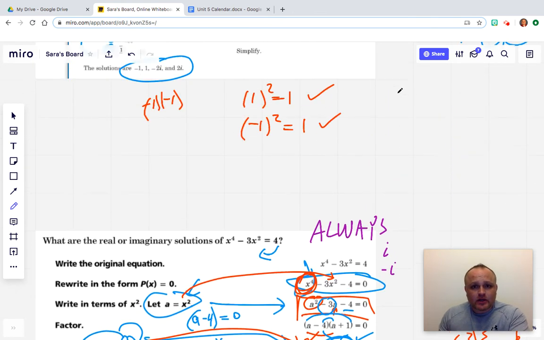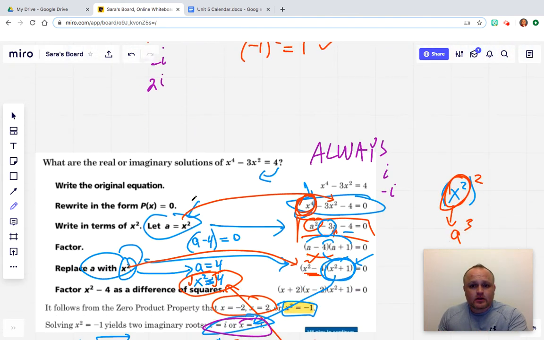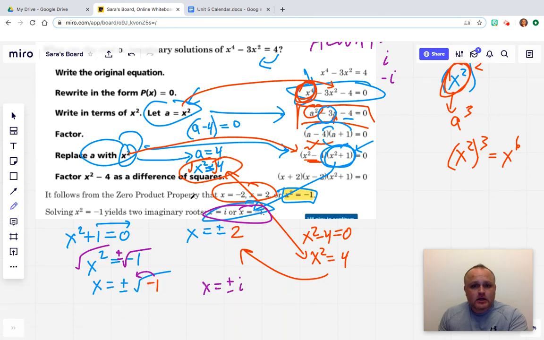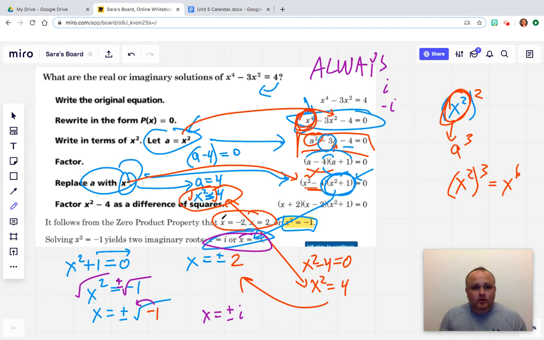The ones that we had up here were a negative 2i and a positive 2i. Okay, they will always come in pairs. All right, let's keep going. Real quick though, our answers are right here.